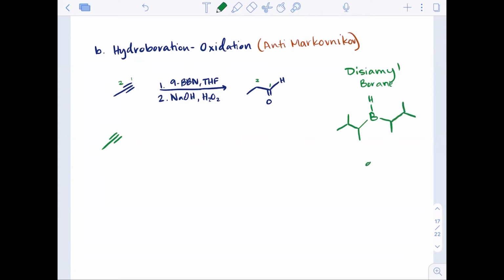There's dicyamyl borane. 9-BBN is an eight-membered ring that has a bridge in it. So it's a bridged bicyclic ring. And that bridged bicyclic ring has the boron to the hydrogen on it. Again, you don't need to draw these, but it is going to be important to note that these boron reagents are a lot larger. And the reason for that is so that we get the aldehyde product.